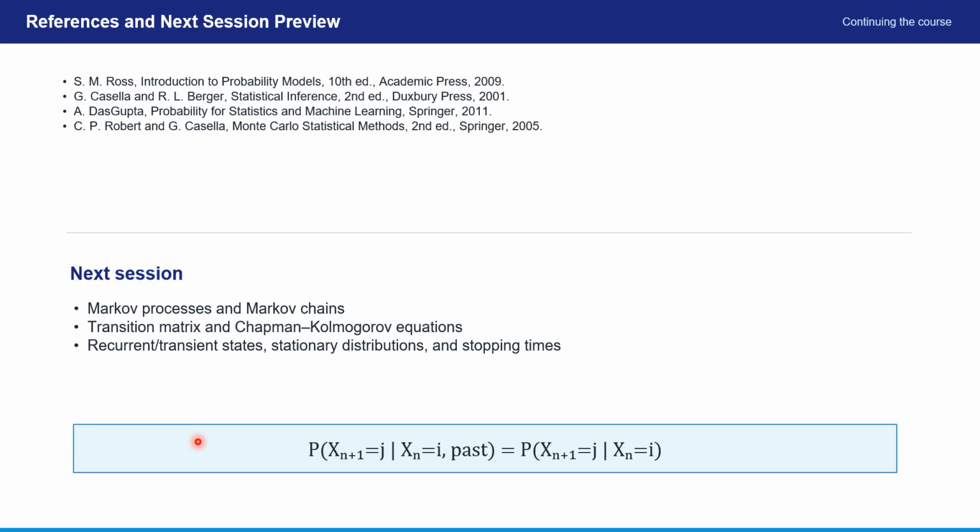We will study transition matrices, Chapman-Kolmogorov equations, recurrent and transient states, stationary distributions, and stopping times in the next sections. Please review today's estimation formulas because likelihood, posterior ideas, and Markov models will connect again later in the course.